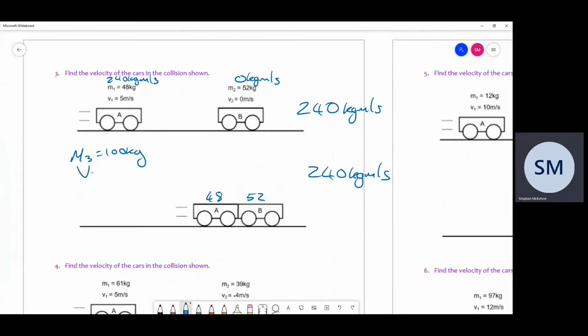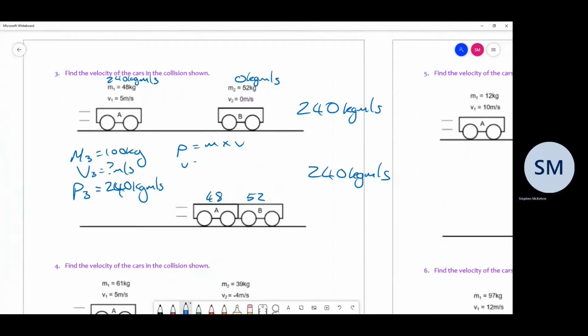My velocity, I do not know. But my momentum has to be the same because momentum before the event is equal to momentum after the event, 240 kilogram meters per second. Momentum is equal to mass times velocity. Velocity is momentum divided by mass, which will equal 240 divided by 100, giving me the velocity of 2.4 meters per second.